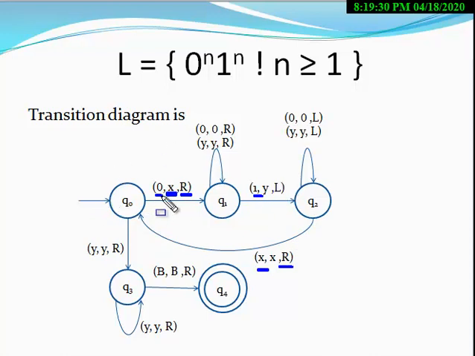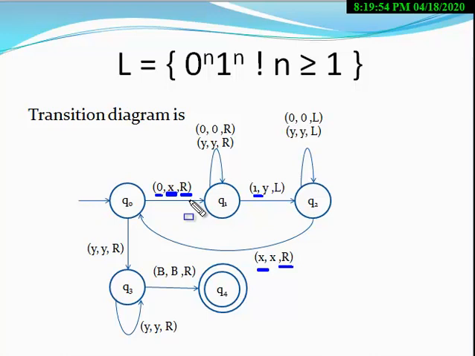When the second 0 appears, it will be removed by X. Again, when the second 1 appears, it is removed by Y, and again it moves to Q0. So this loop continues till all the 0s and 1s are removed.